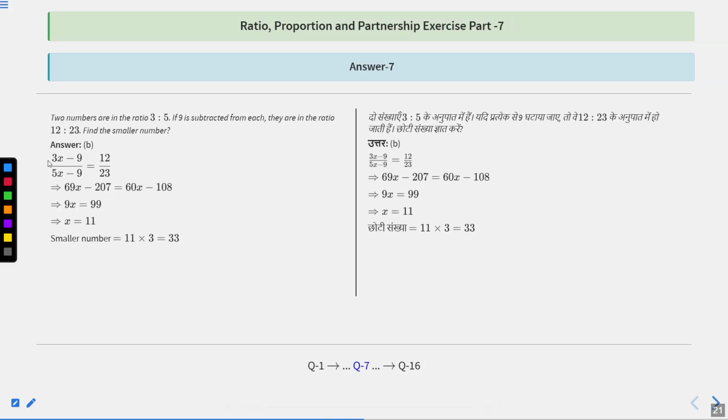According to the question, (3x - 9)/(5x - 9) is 12/23. So when we solve it, we get 69x - 207 equals 60x - 108. When we calculate, we get the value of x, which is 11. The question says to find the smaller number. The smaller number is 3. Clear? So 3 multiplied by 11 is 33. So B is the correct answer. Next one.